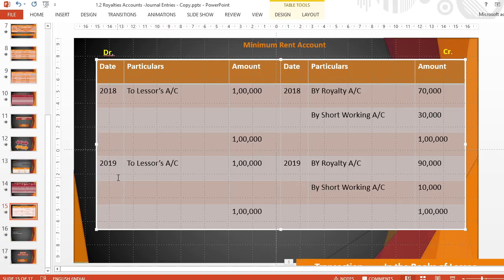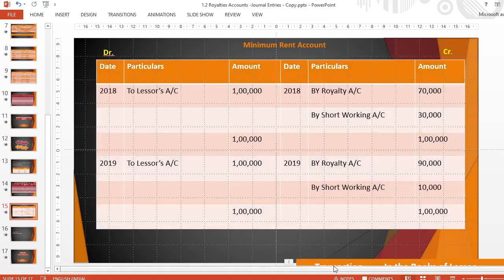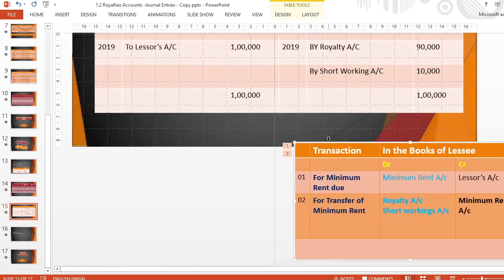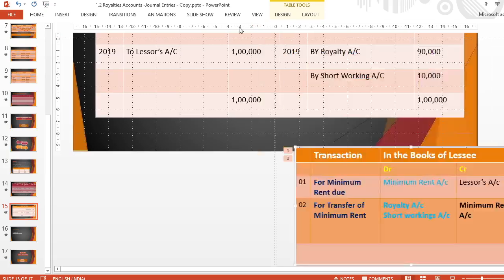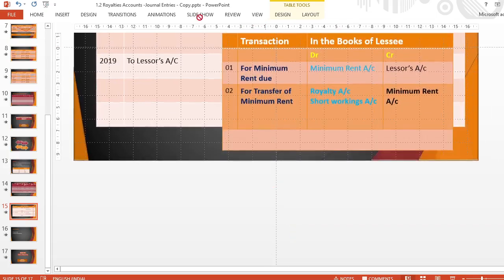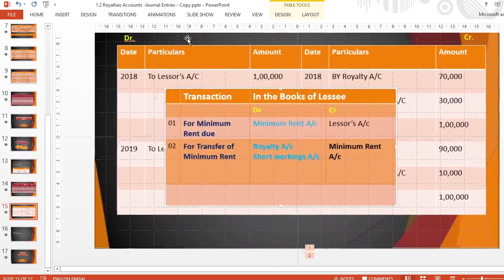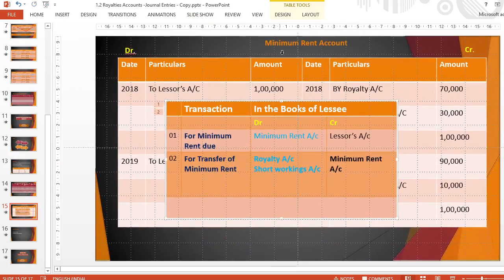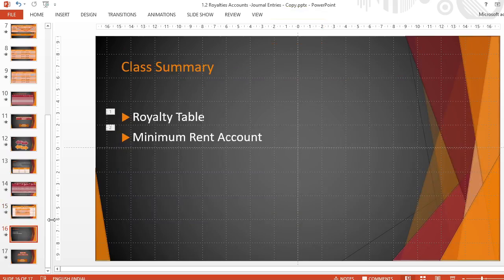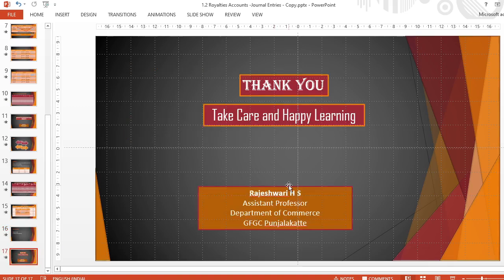So hope you understood the preparation of minimum rent account. The basic thing is only two transactions, minimum rent due and minimum rent transfer. Only for these two transactions we are going to prepare minimum rent account. So hope you understood this problem. Simple one, the preparation of royalty table and minimum rent account. Thank you for watching. Take care and happy learning.